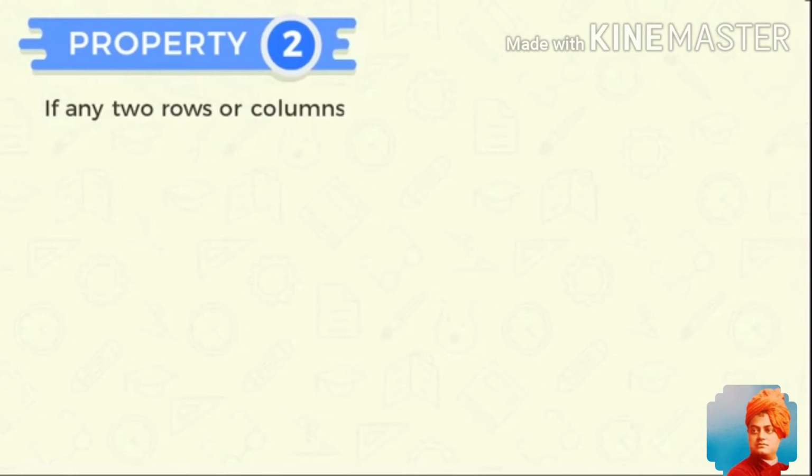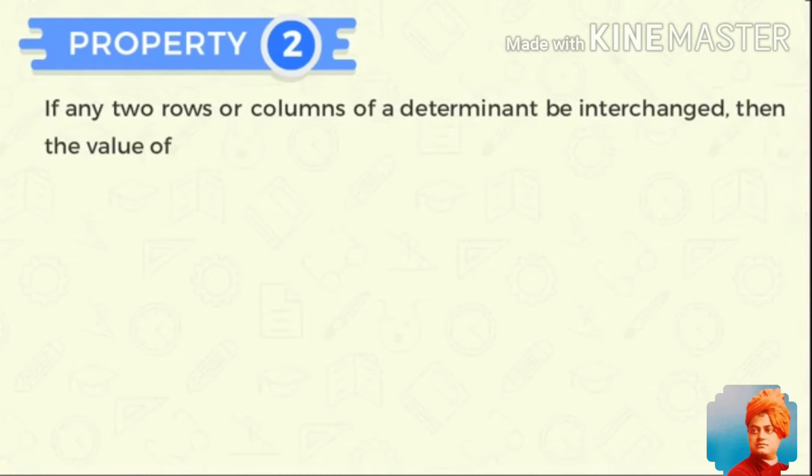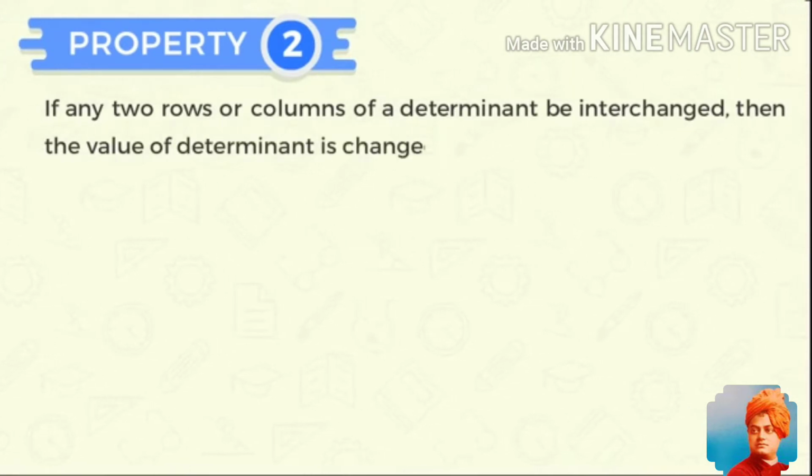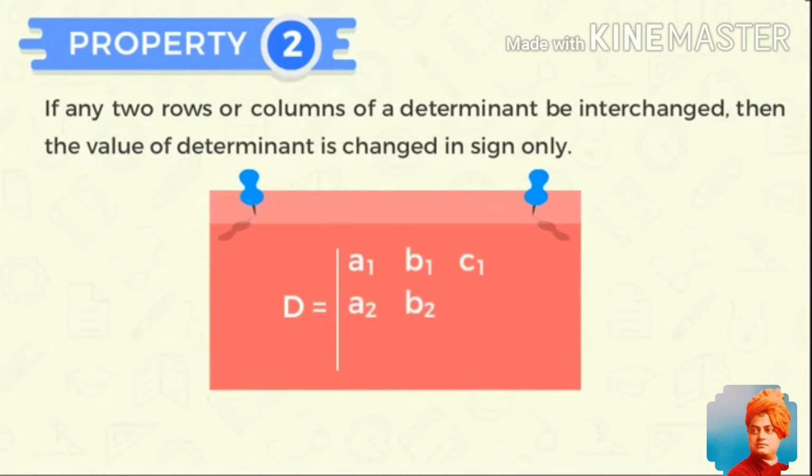Property 2. If any two rows or columns of a determinant are interchanged, then the value of the determinant is changed in sign only. So let us take one determinant D with the first row A1, B1 and C1, second row A2, B2 and C2, third row A3, B3 and C3. We will interchange the first two rows.